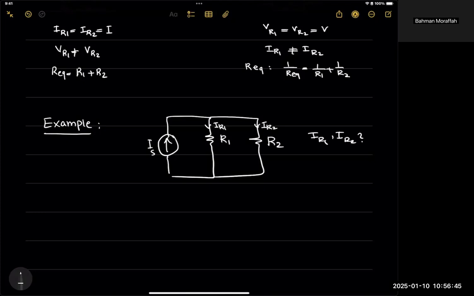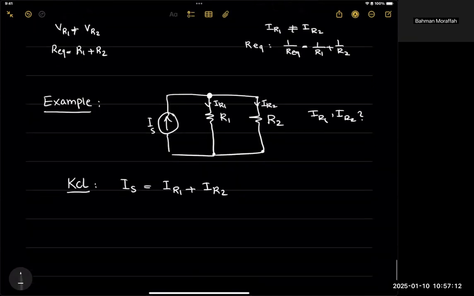Well, we know voltage across R1 is the exact same as voltage across R2 because R1 and R2 are in parallel. So let's write a KCL at this node. So if I write a KCL, I know I of S should be exactly the same as I of R1 plus I of R2. Whatever goes in should be the same as whatever's coming out, right?